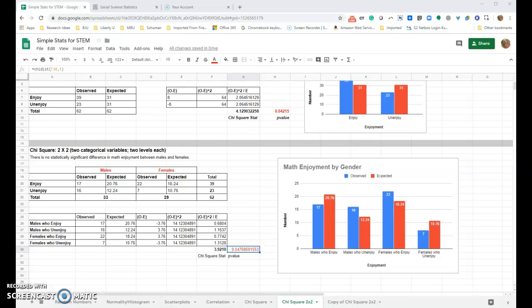In our last video on chi-square analysis, we looked at a 2x2 contingency table that works for two categorical variables, and we were looking at math enjoyment comparing males and females. We found a statistically significant difference between enjoyment of math for males and females, with females having a higher enjoyment of mathematics, statistically speaking, than males. And so that was our last analysis.